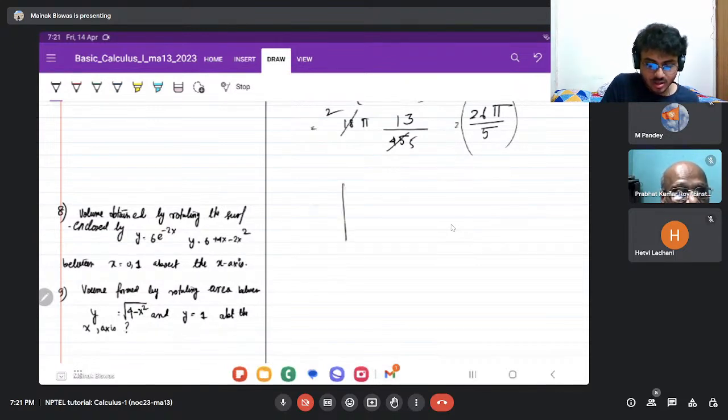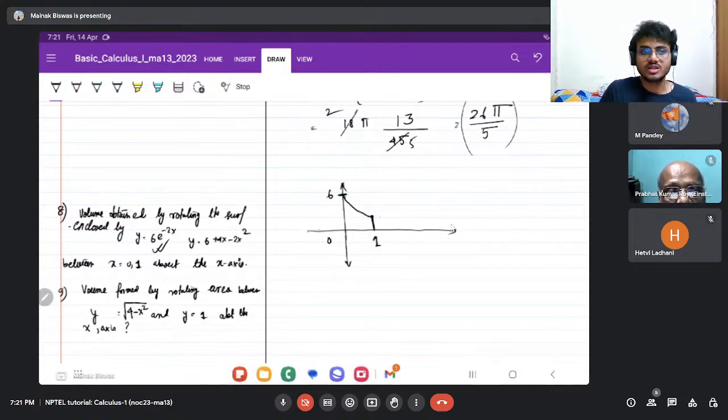So first step would be plotting the curves. It would start from 6. So I'm plotting y equal to 6 e to the power minus 2x. This is 1, this is 0. This starts from 6, right? It's a decaying exponential: y is equal to 6 e to the power minus 2x.